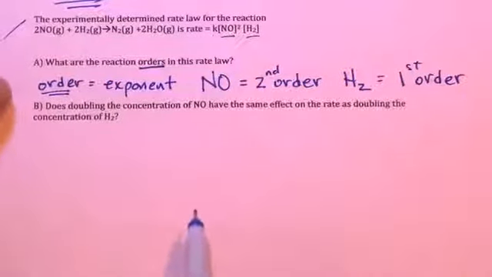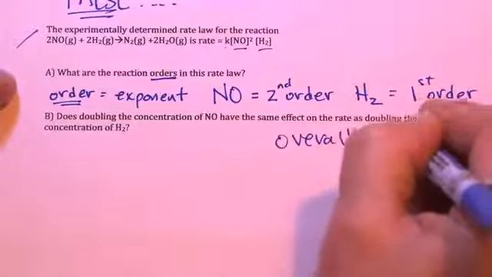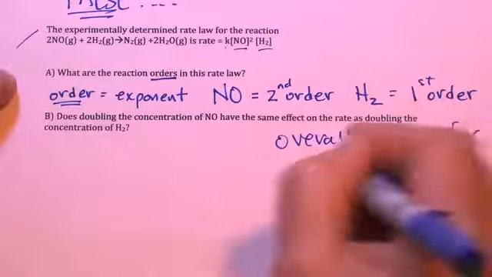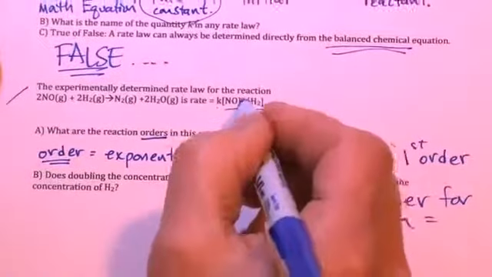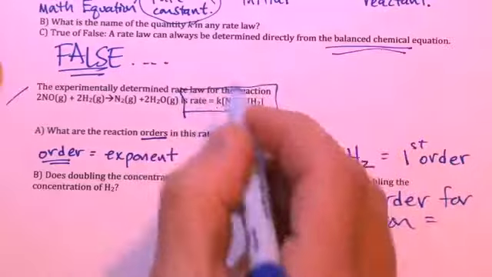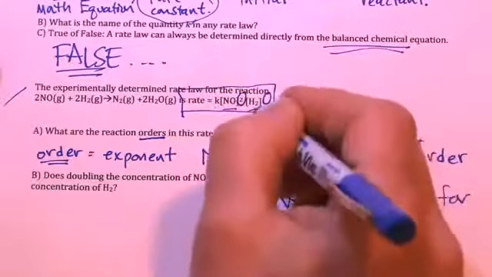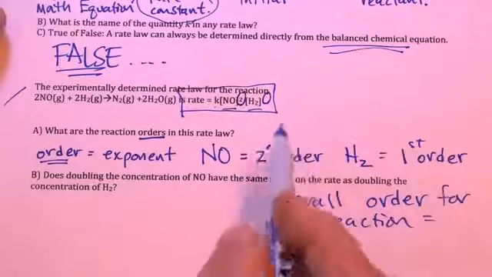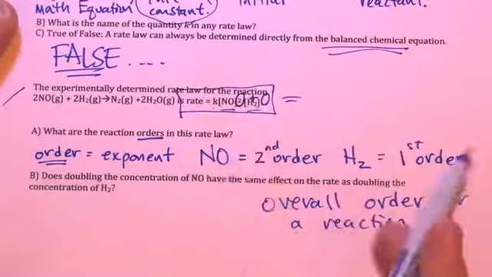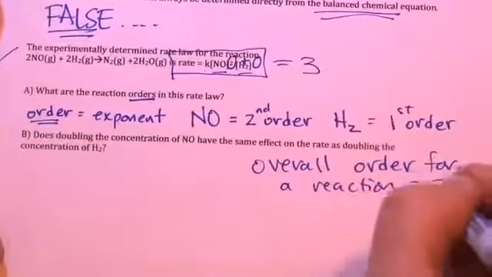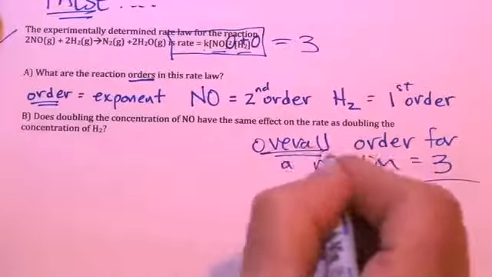Now, you'll also hear that there is what's called an overall order for a reaction. And this is really simple to get. Just take a look at the rate expression or the rate equation like this. Look at the exponents. This one's a 2, this one's a 1. And if there were more reactants with more exponents, you simply add them together. And 2 plus 1 in this case is equal to 3. And so the overall order of the reaction is third order. This is overall now for the reaction.